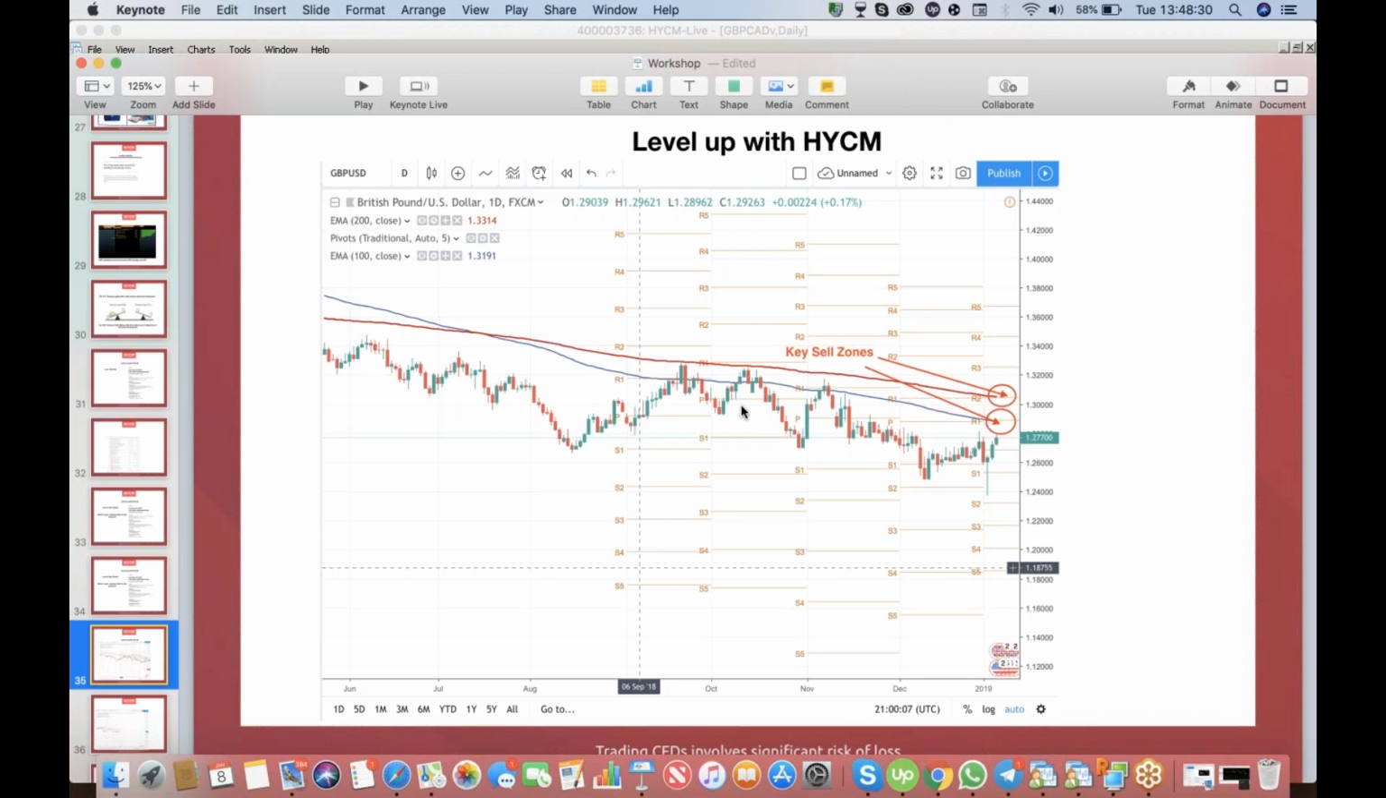Have a look on the daily chart and look what key levels can you identify that would be really useful. Can you have a look?